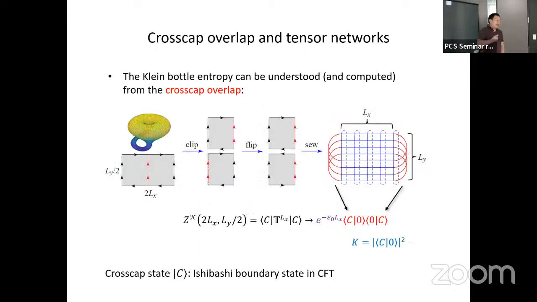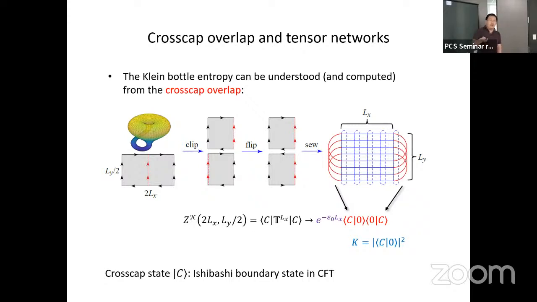Okay, so then if we want to calculate the partition function on the Klein bottle, one trick would be to do what we call a cut and flip. The system is defined on this manifold with length 2LX, and with this L1 divided by half. Here I use arrows to identify the edges. So the upper and lower edges are identified. This one is not identified with this, but with an extra reflection. Therefore the arrow is different.